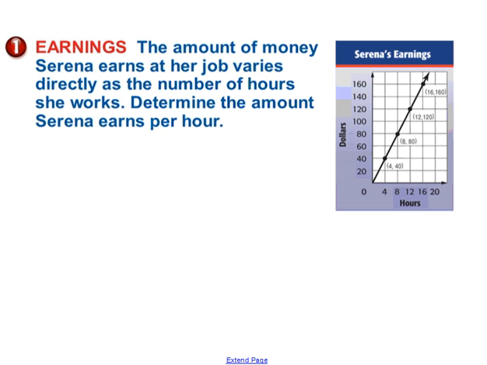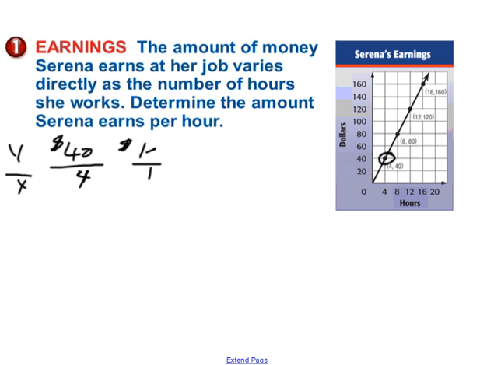The amount of money Sierra earns at her job varies directly as the number of hours she works. Determine the amount Sierra earns per hour. As I look at this, I can see that the first value here is 4 hours of work for $40 worth of pay. So I've got $40 over 4. Notice I did put the y value over the x. It is the y value over the x that we use for our constant of variation. Well, $40 divided by 4 is $10 per 1 hour.